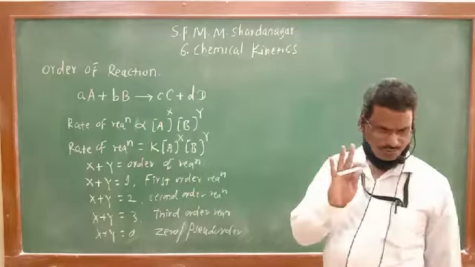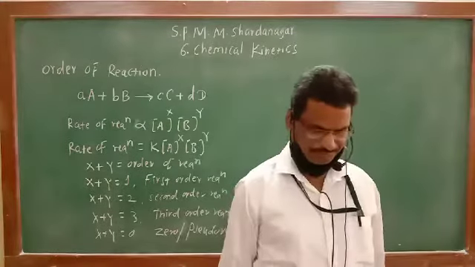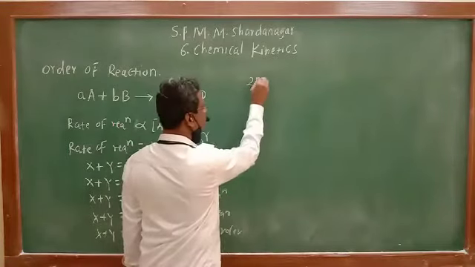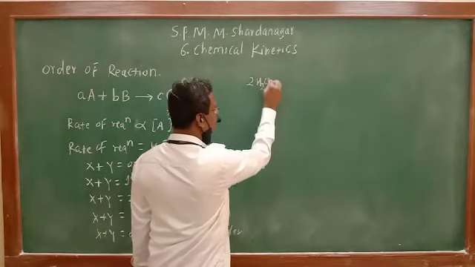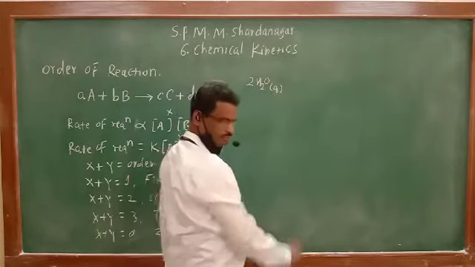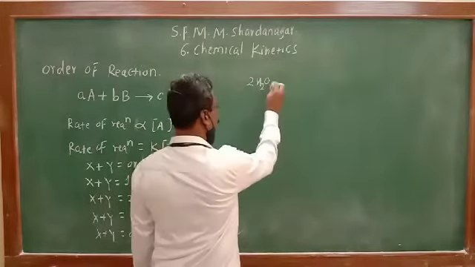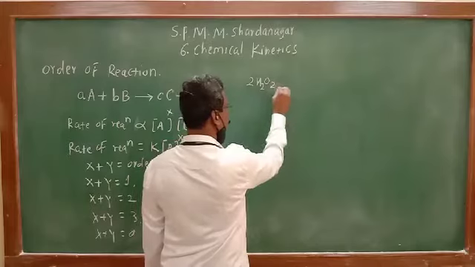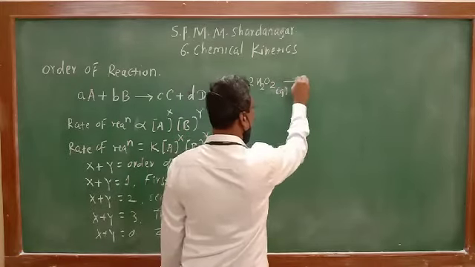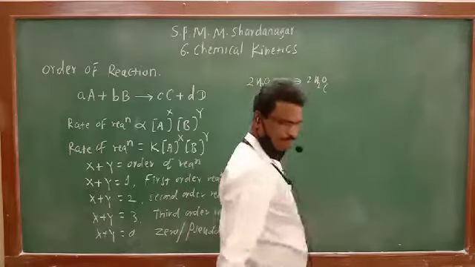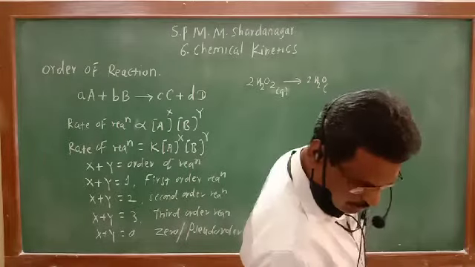Now let us see some examples. Suppose this is the reaction: 2H2O2, hydrogen peroxide, giving 2H2O liquid plus O2 gas.